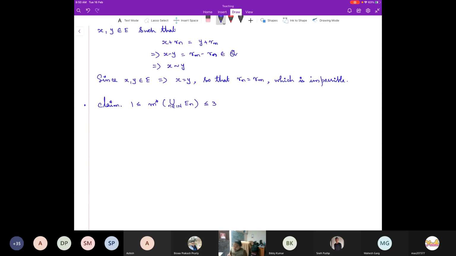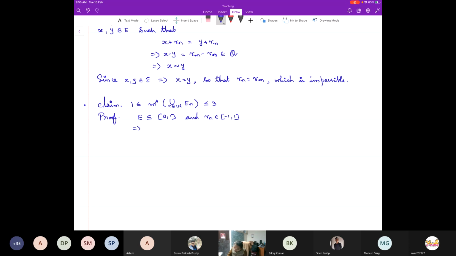Yes, so the lower bound is 1 and the upper bound is 3. Right. So first thing, E is contained in [0, 1], and each Rn belongs to [-1, 1]. That's what we have done.